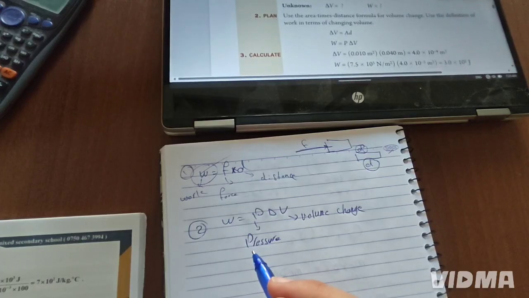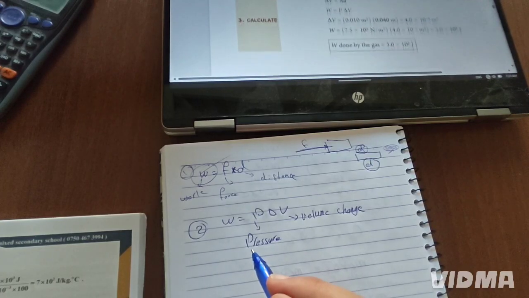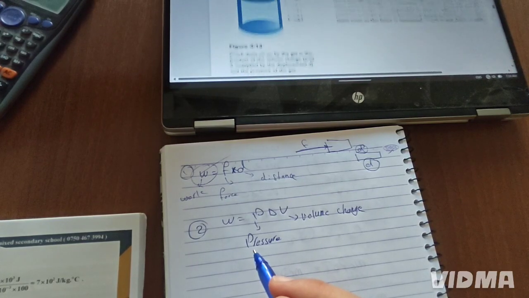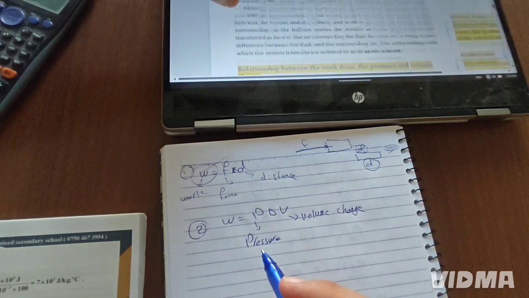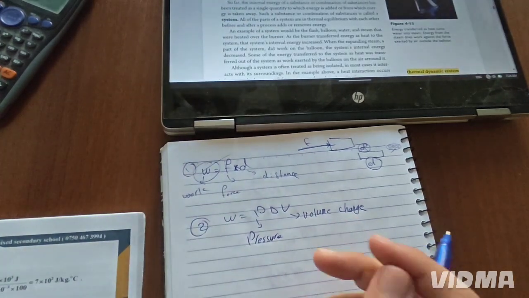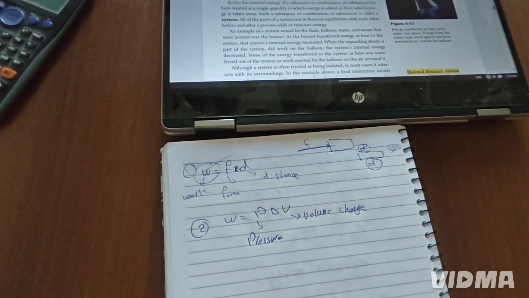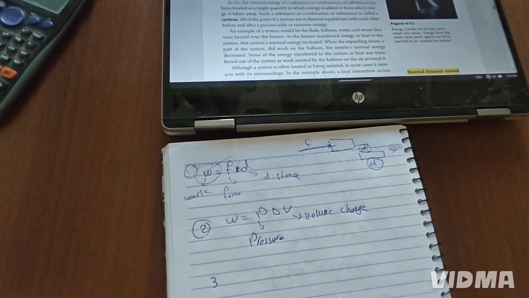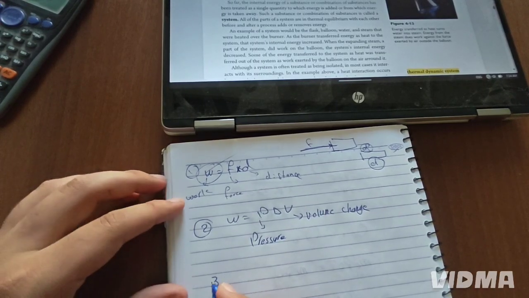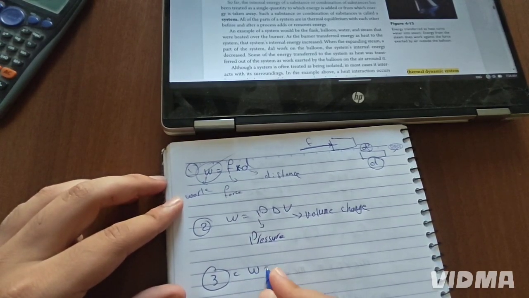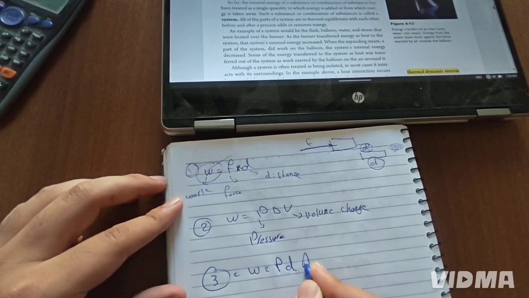Then we have another rule of work. There is another rule of work. Rule number 3. Rule number 3 of the work, which is equal to W equals PdA.